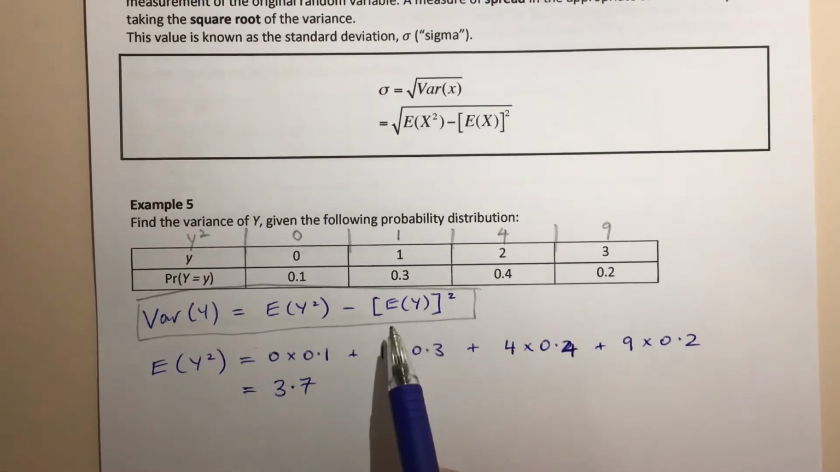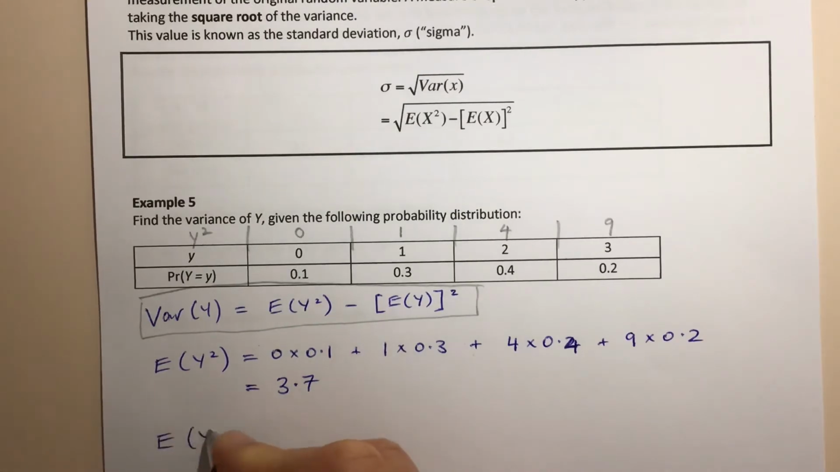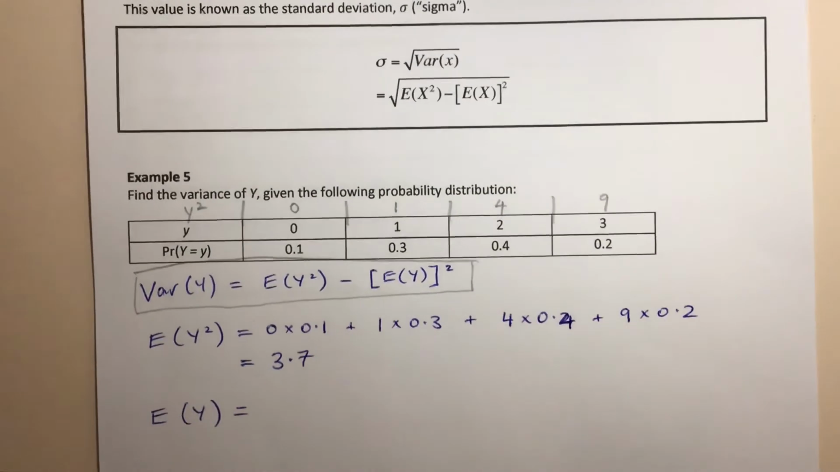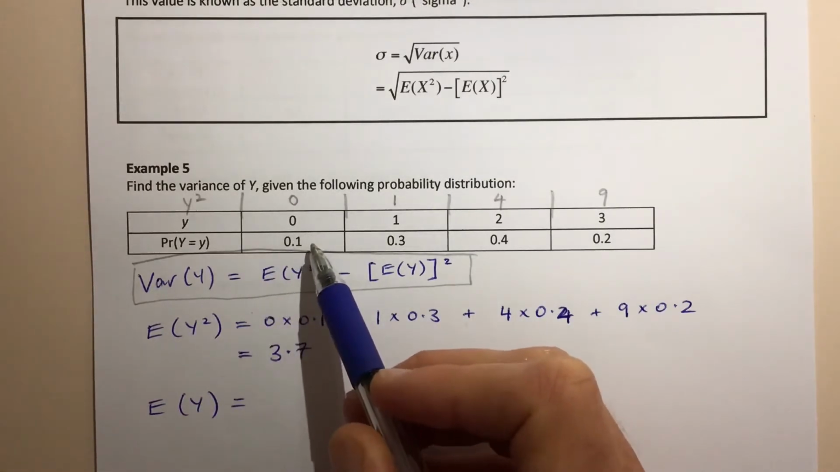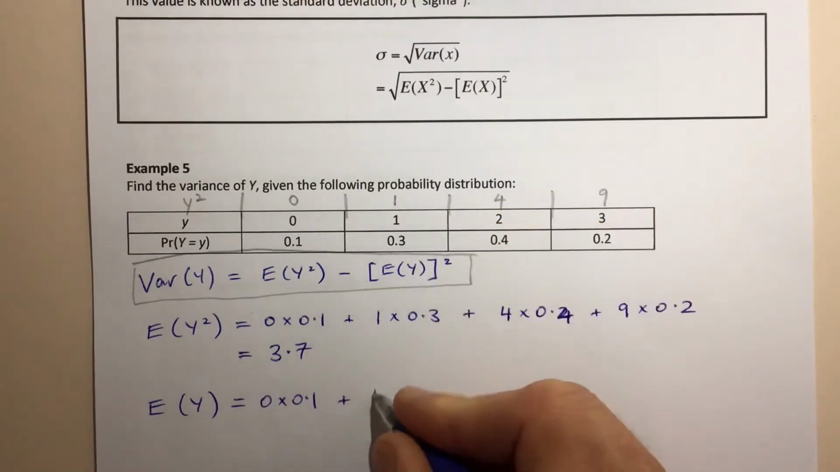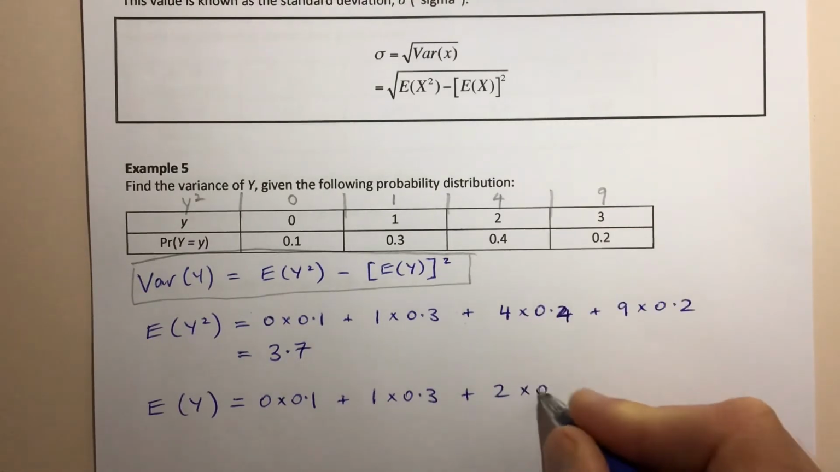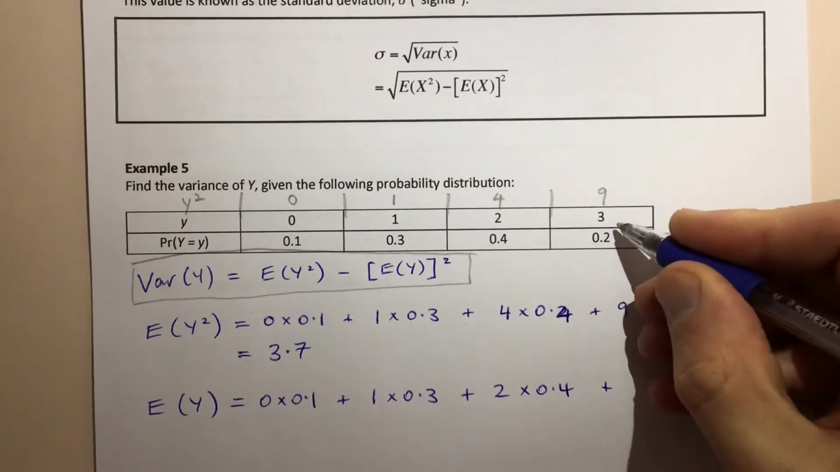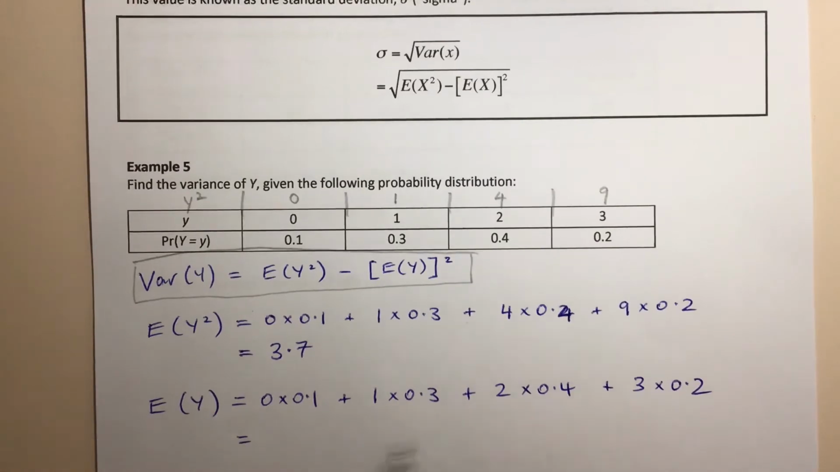Now we're going to work out the second part, the expected value of y, and then square it. So let's just get the expected value of y. We're doing this step by step, and then we'll put each bit back into the formula. The expected value of y is each y value multiplied by its probability, summed together. So that's 0 times 0.1 plus 1 times 0.3 plus 2 times 0.4 plus 3 times 0.2. When we work that out, that's 0.3, 0.8, so I'm up to 1.1, plus 0.6, so I think we're up to 1.7.